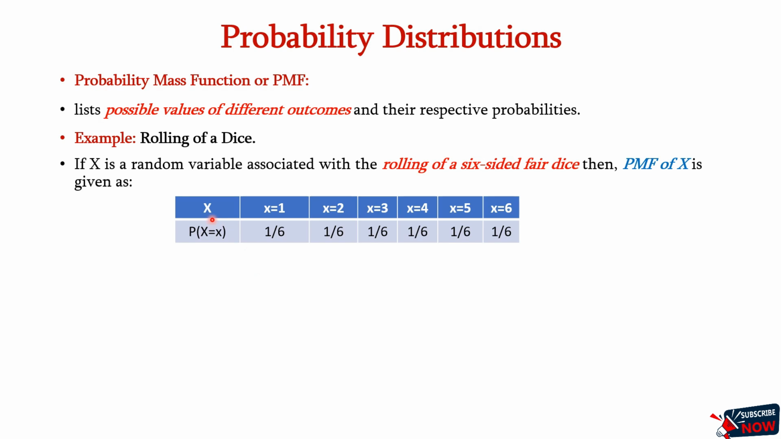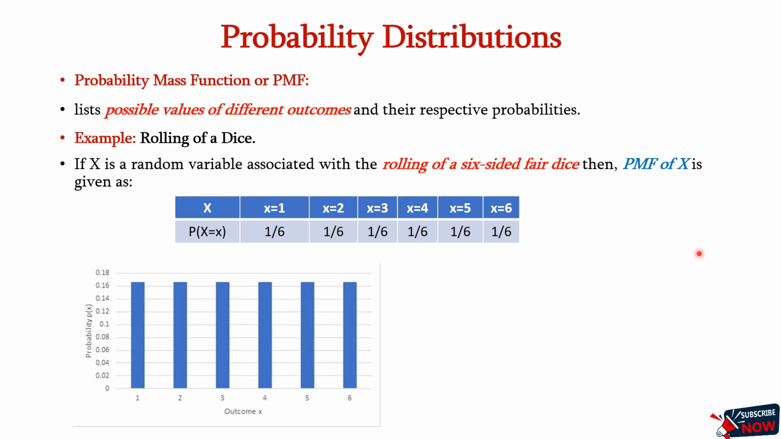Here X can take any value from 1 to 6 and the probability of X equal to x can be represented as 1 by 6, where 6 is the total number of outcomes in the dice. The probability of getting 1 is 1 by 6, the probability of getting 2 is 1 by 6, so it is mentioned as 1 by 6 for each cell. Graphically it can be represented like this. You can see from this graph that it is discrete.